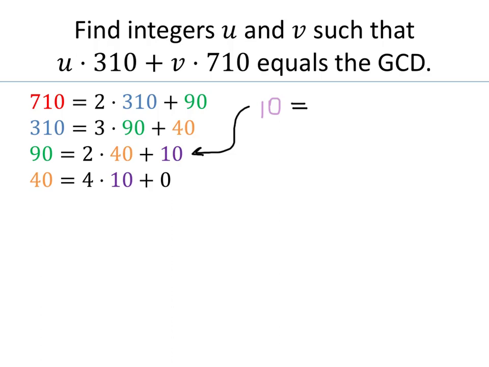I'm going to get the equation 90 minus 2 times 40. But I'm going to rewrite that slightly just to make it a little bit easier to work with. I want to make this look like the kind of equation that I want, which is a number times 90 plus some other number times 40. So just rewrite it slightly and write this as 1 times 90 plus negative 2 times 40. And notice that I'm keeping the color coding here.